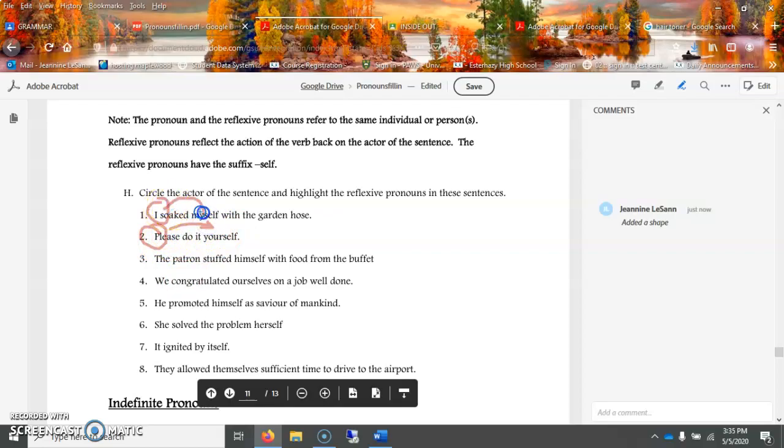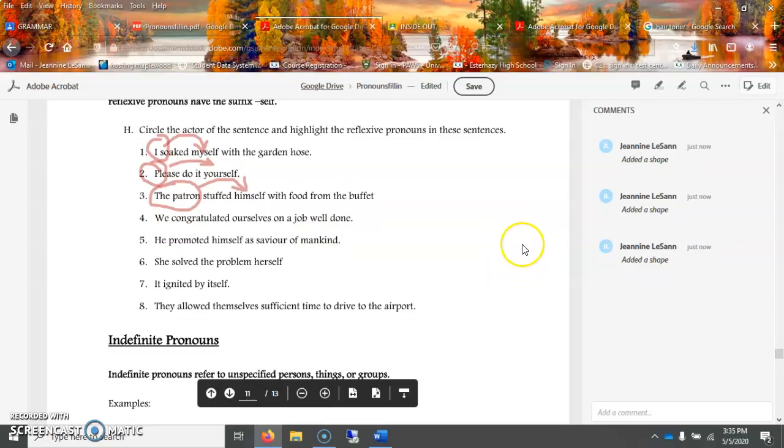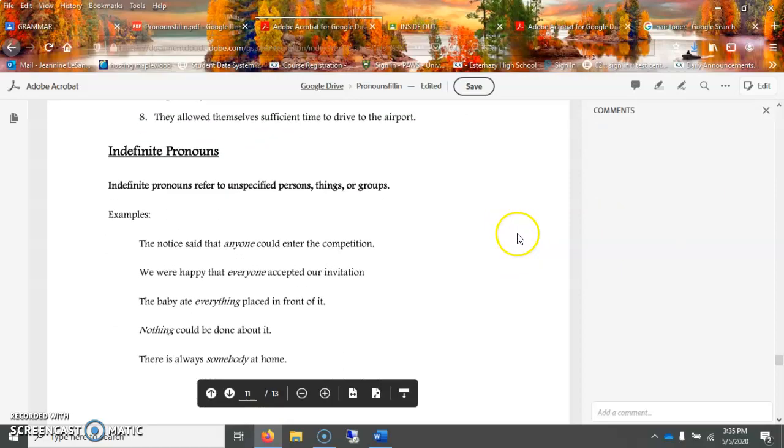I soaked, my. The patron stuffed himself. In this case, even though it's not probably correct, if you wanted to be politically correct, you would say themselves with food instead of himself, or you could use herself, or stuff him or herself with food from the buffet. So those are reflexive pronouns. Next are indefinite pronouns.